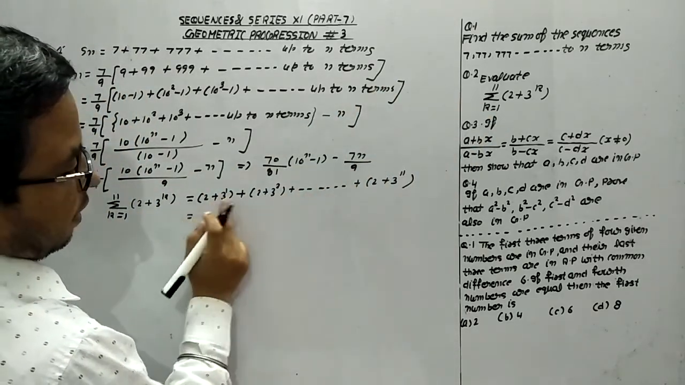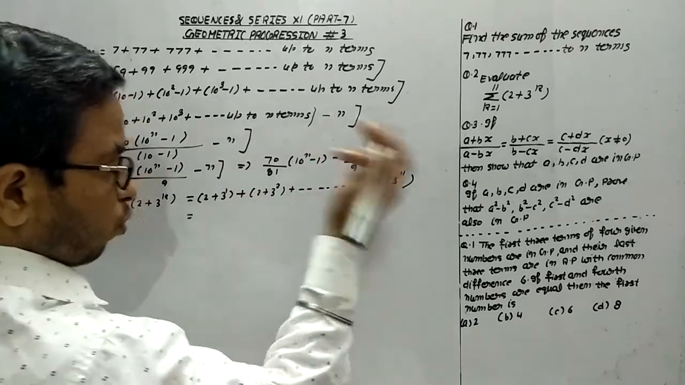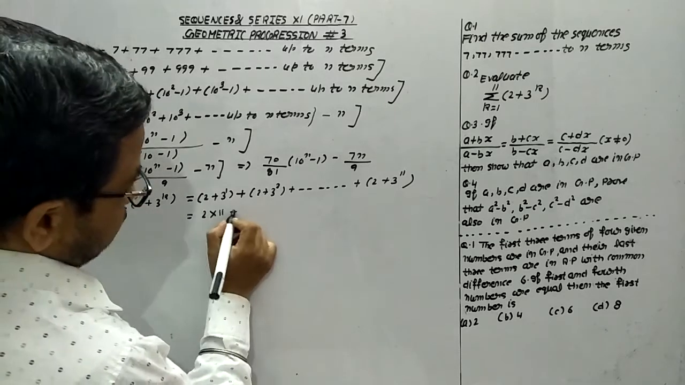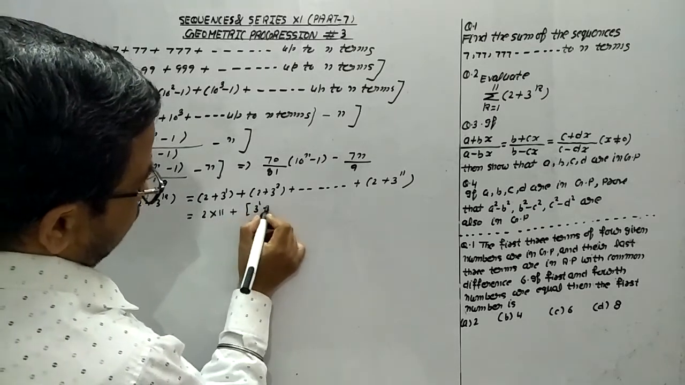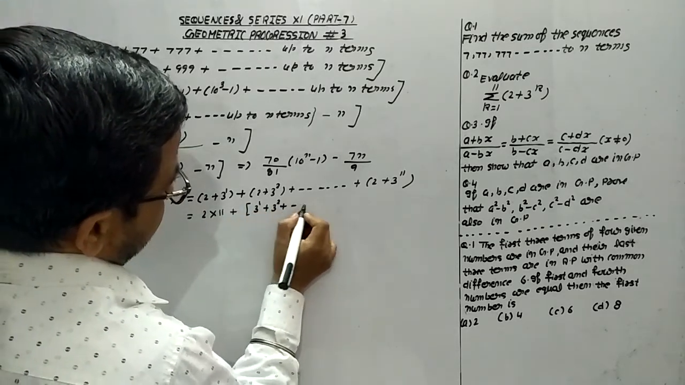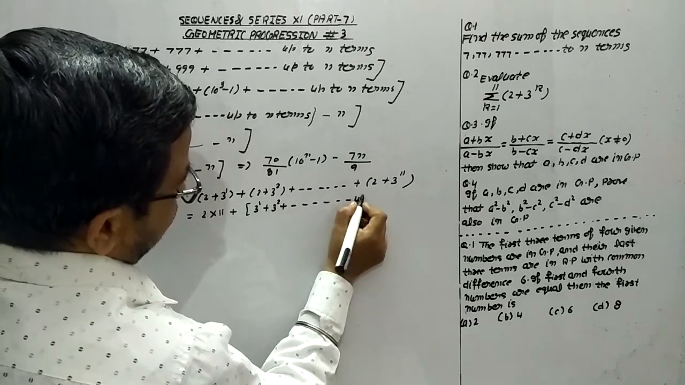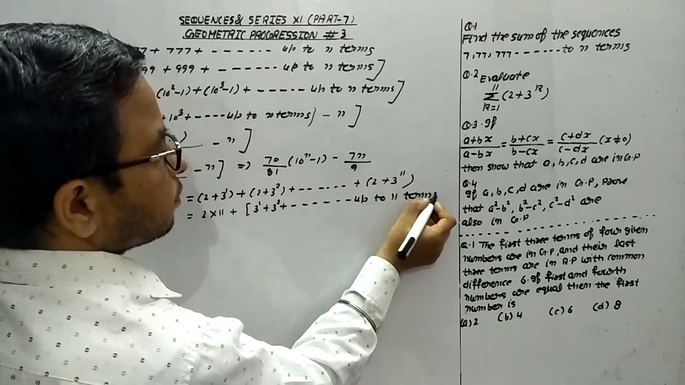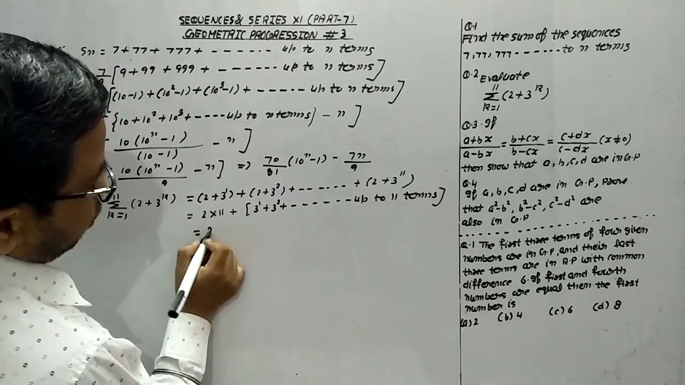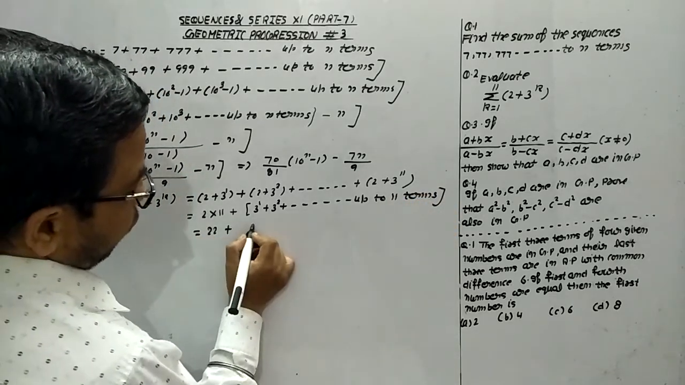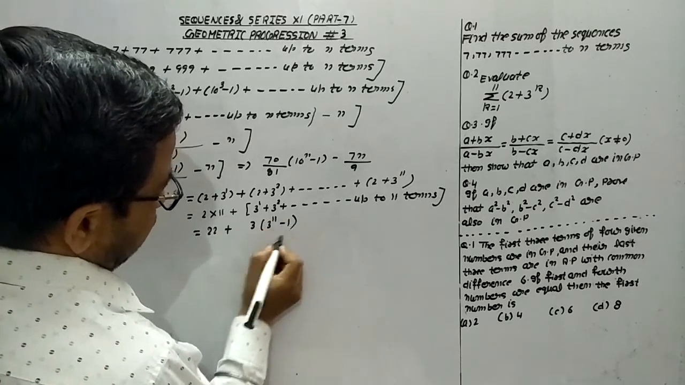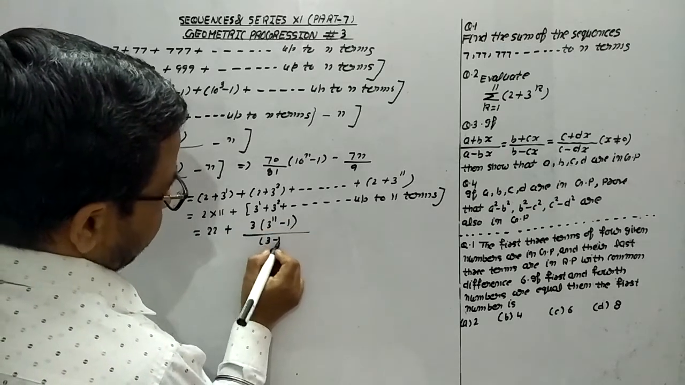Now 2 1 time, 2 2 times, 2 3 times, 2 how many times? 11 times. So this is 2 into 11. Now plus 3 raised to power 1, 3 raised to power 2 and so on, up to 11 terms. So this is the part. Now this is 22. Here we will apply the formula A into R raised to power n minus 1 upon R minus 1.